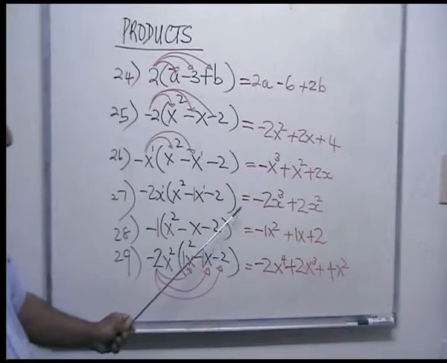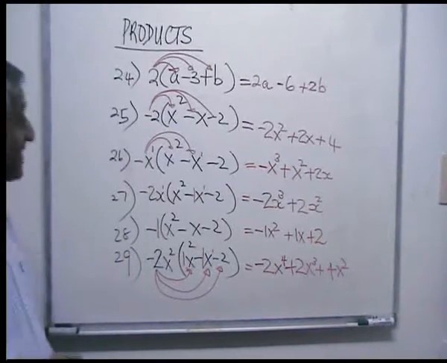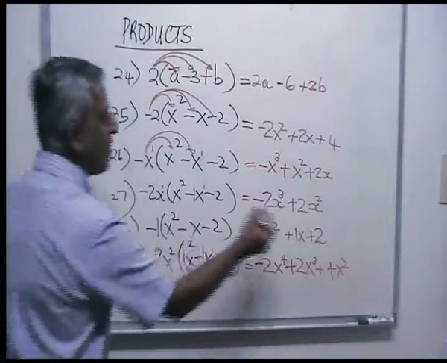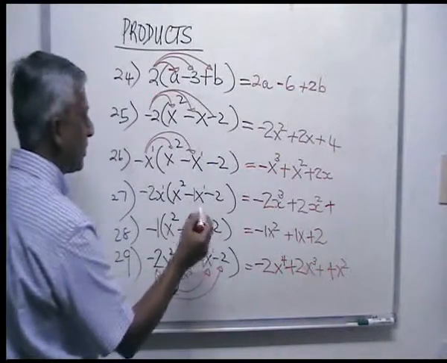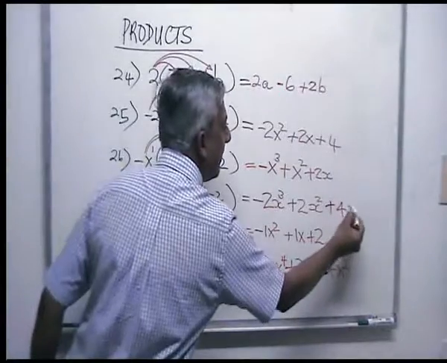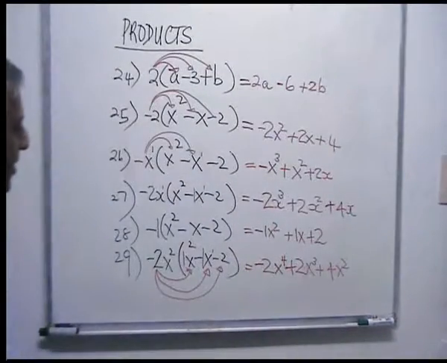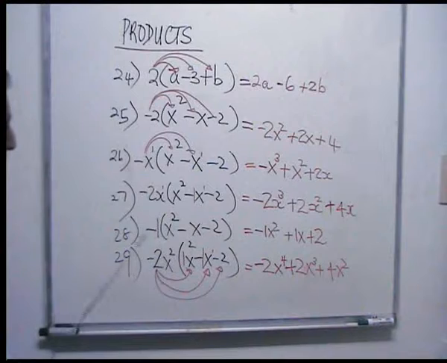Number 27, I think I forgot something there. And my cameraman is reminding me, thank you very much. Minus and minus is plus, and that will give you 2 times 2, 4x. Okay, is that alright now? So minus times minus is plus, 2x times x is 4x.